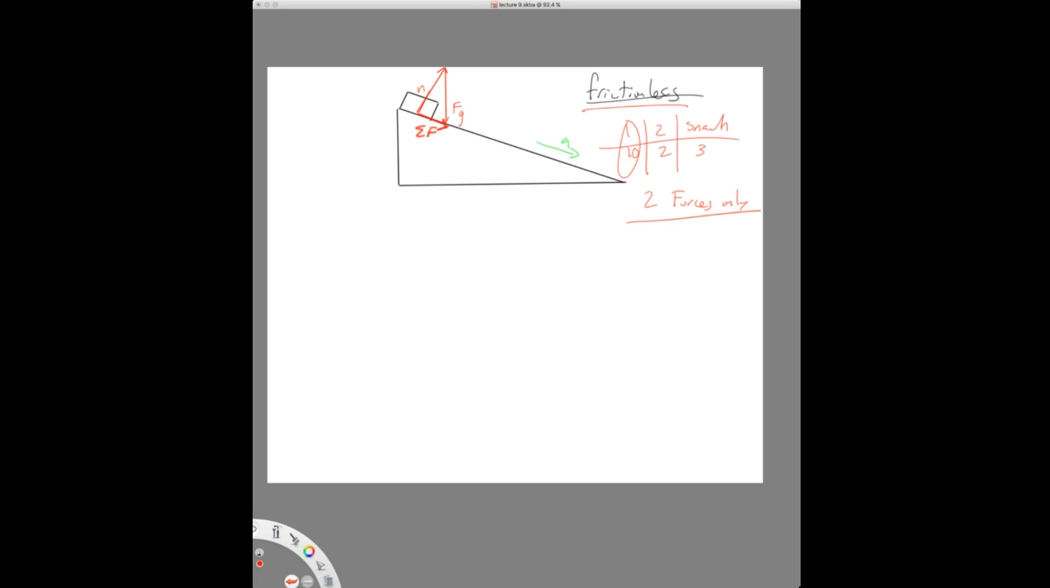Okay, so let me undo that move so we can actually see what the picture should be looking like. Let me pause and see if you have any questions.